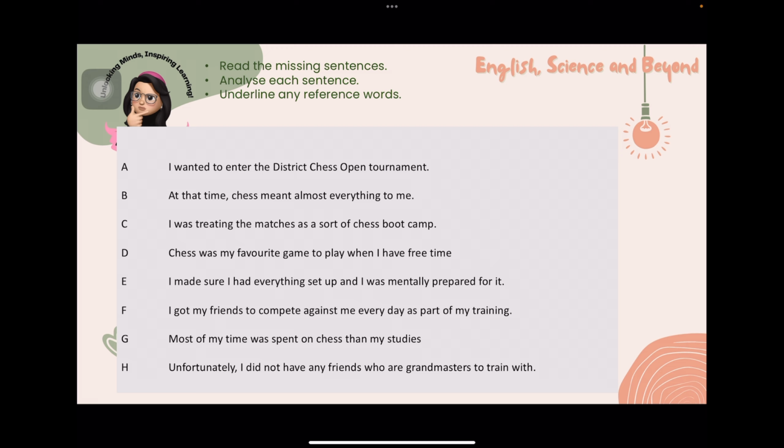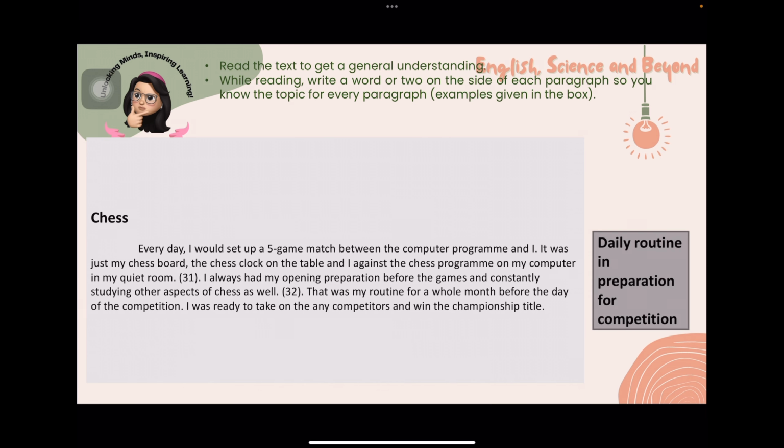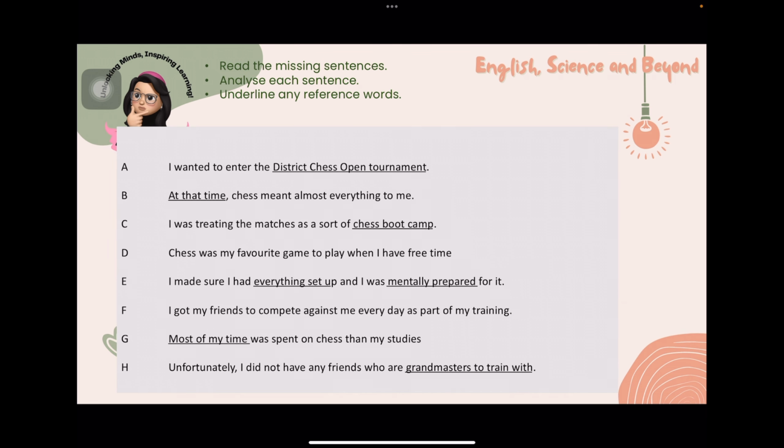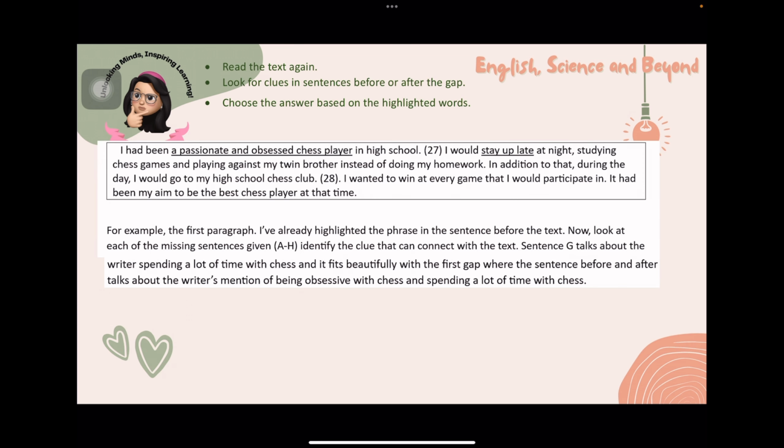now what you need to do is analyze each sentence and underline any reference words or highlights. I've done that for you, so this is it. "I wanted to enter the district chess tournament" is the first keyword for the first missing sentence, and so on. Now what you need to do again is go back to the text and read it again. Look for clues in sentences before or after the missing text, and then choose the answer based on the highlighted words.